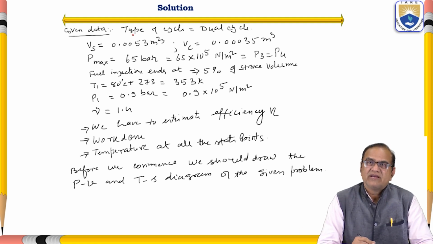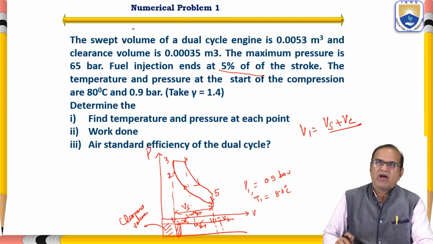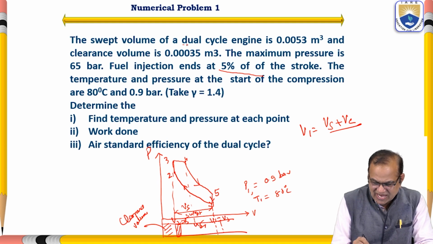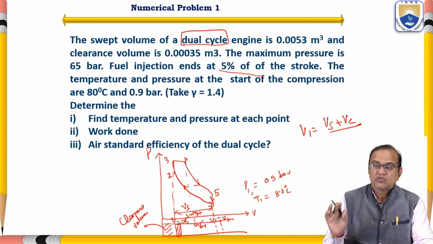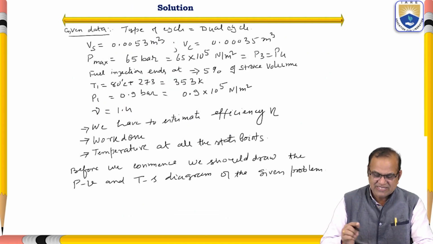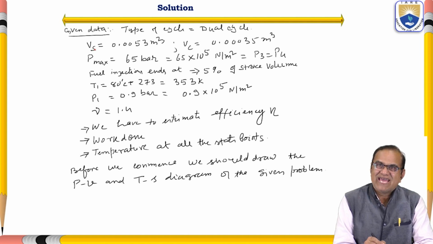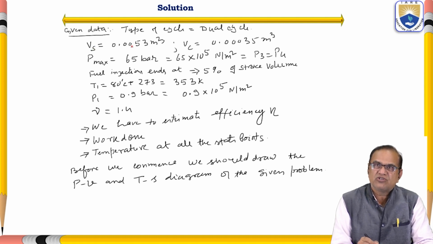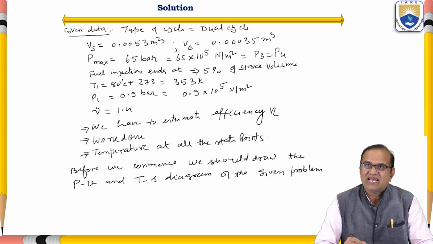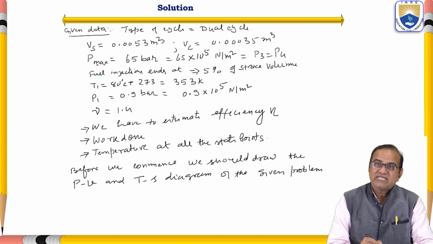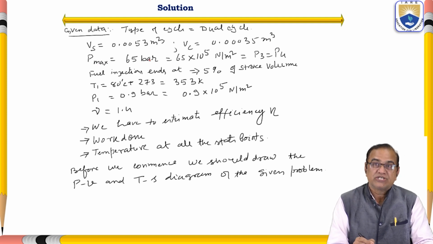If you see the problem here, the cycle is a dual cycle. This is mentioned here. So first thing we have to see is that the cycle is a dual cycle, and the swept volume Vs is equal to 0.0053 meter cube, and the clearance volume is given as 0.00035 meter cube. The maximum pressure is equal to 65 bar.